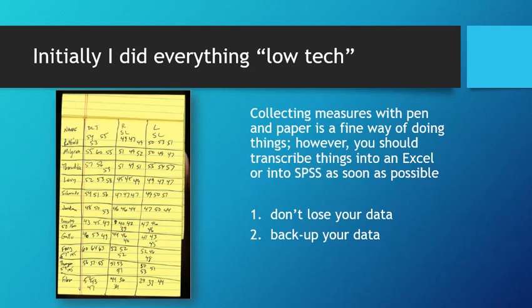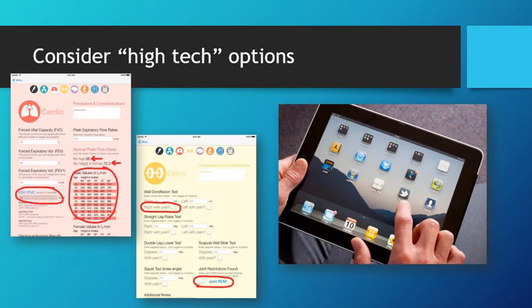What I would recommend is if you did something low tech, you should try to get it put into an Excel file or SPSS or Intellexis as soon as possible. So get it into a computer file. Make sure you've saved that information, make sure you've backed it up, and I'd also save the hard copy too, just in case. Consider high-tech options.